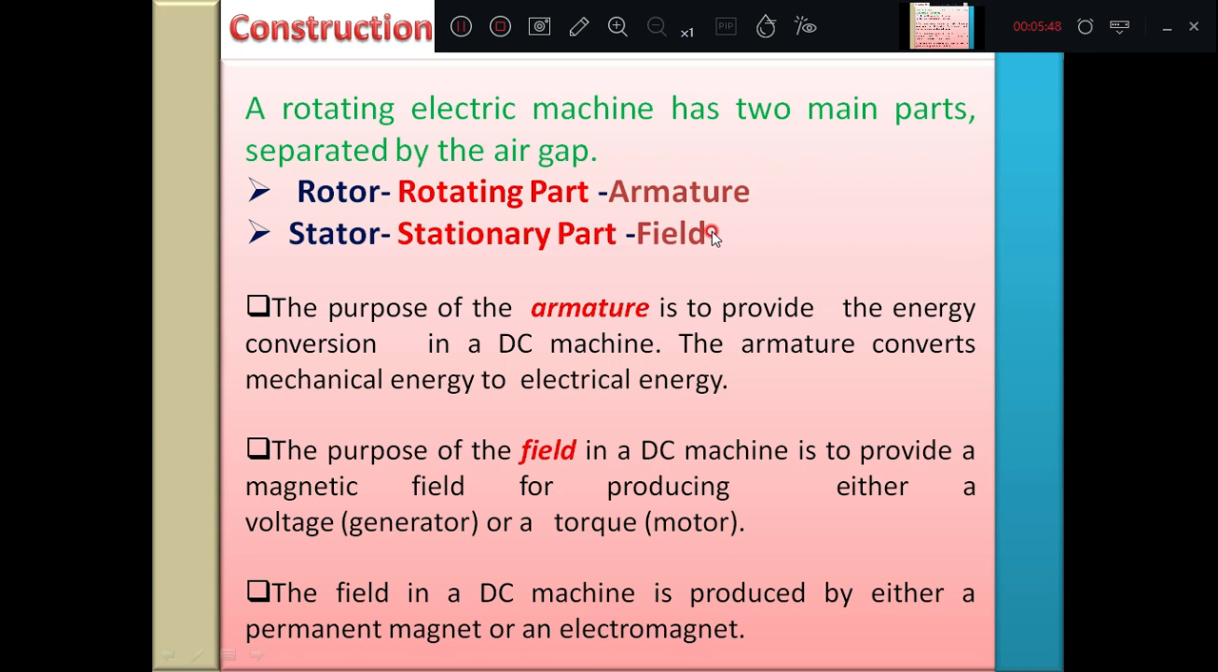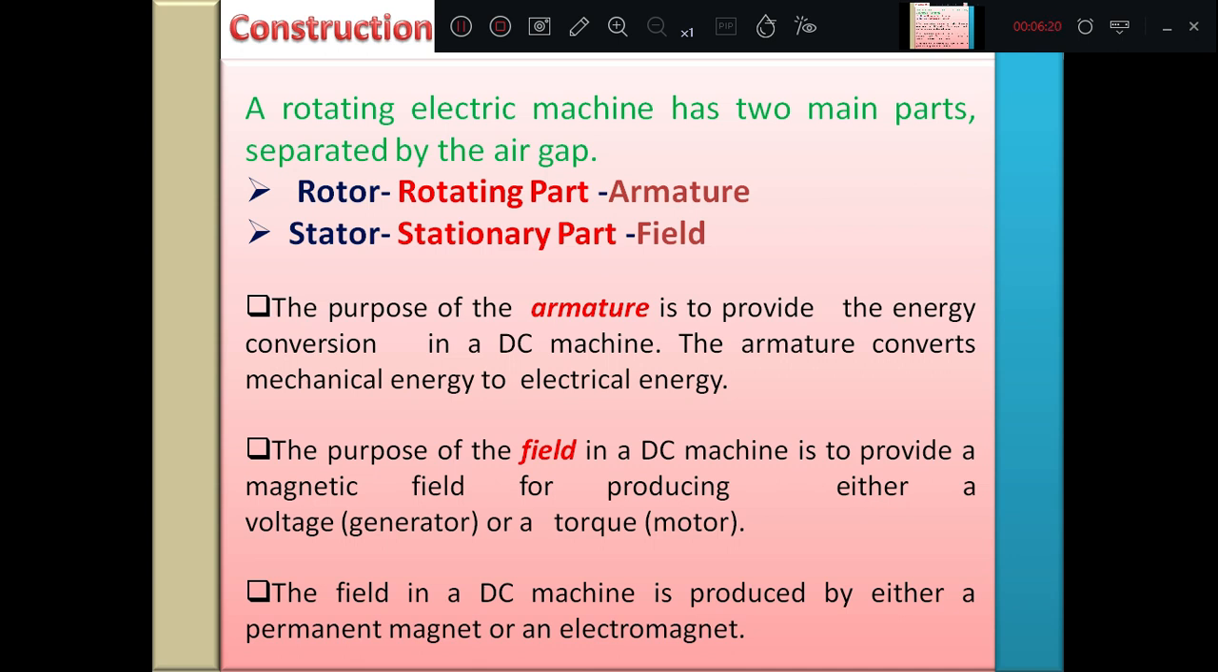We know that according to Faraday's laws of electromagnetic induction, the voltage is induced only when the conductor cuts the magnetic flux, there is an induced voltage. What do you need? Conductor cuts the magnetic flux. We need conductor, we need the flux, then we need the relative motion between the conductor and the field. Therefore, based on this principle, we need three things to generate the electricity.